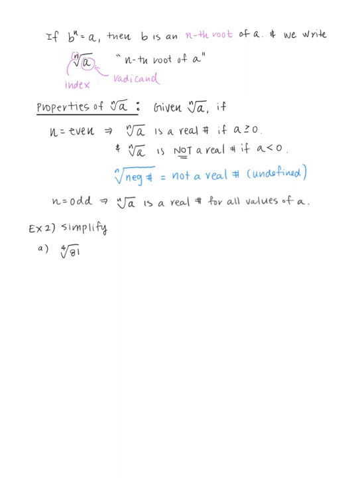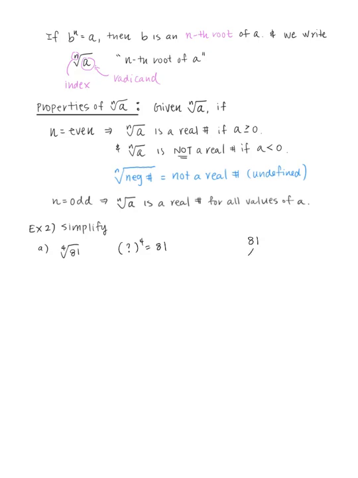Let's take a look at example 2, simplify the fourth root of 81. Let's do the same thing as what we did before. You're going to have to ask yourself, what to the fourth power is going to give us 81? If you're not too sure, break this down into a prime factor tree.